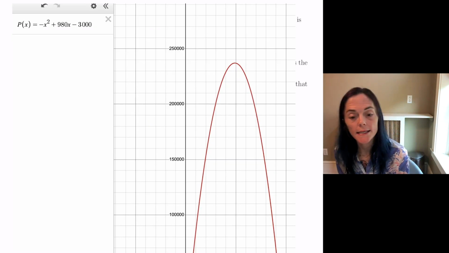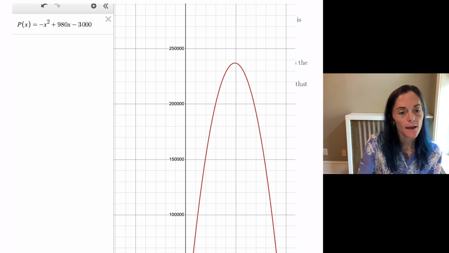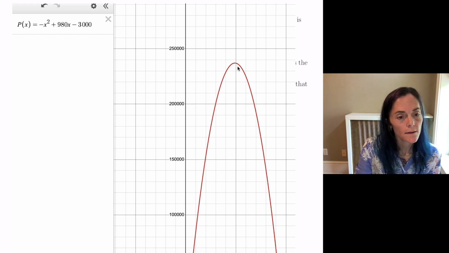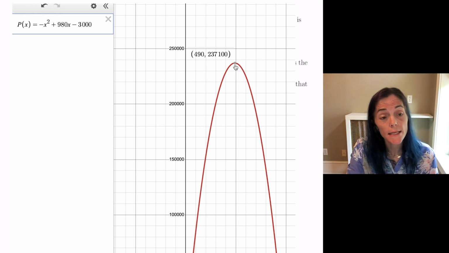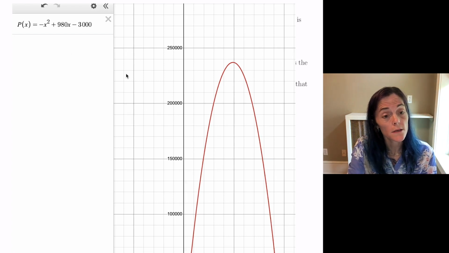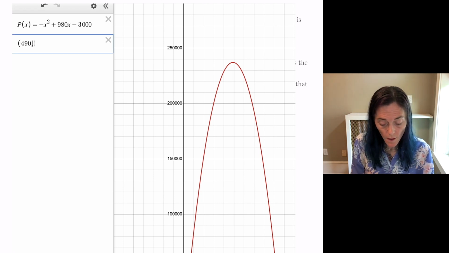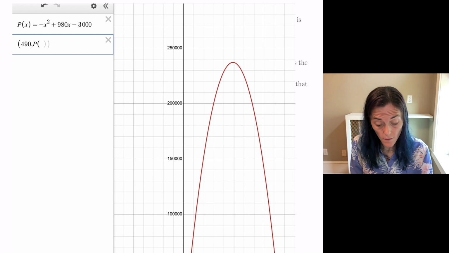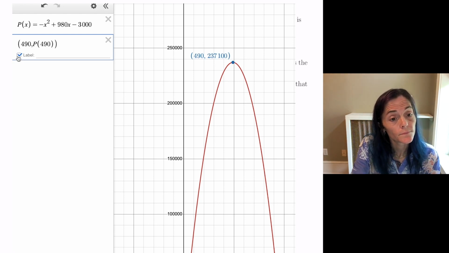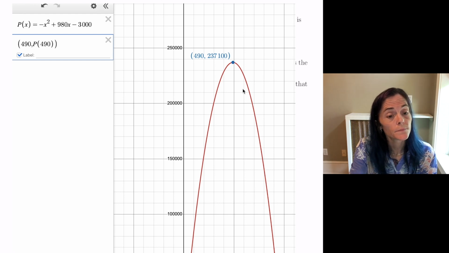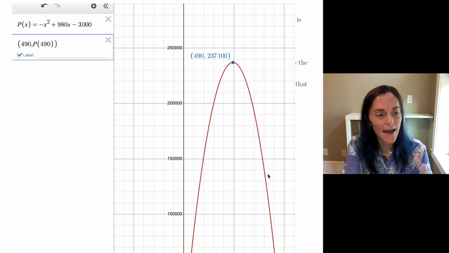What we're looking at here is exactly our profit function, capital P of x. Now, what we want here is this maximum. You see it is at the point, I'll grab this, 490, comma, P of 490. And let's label it. Here's our maximum. So I'm going to take a screenshot of this and include it on my iPad.